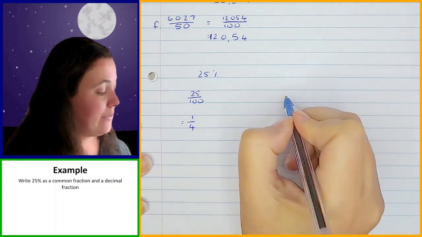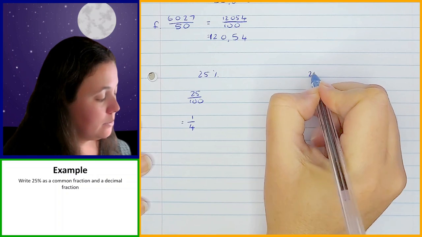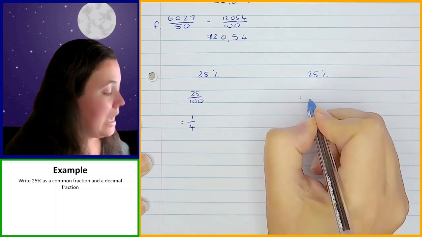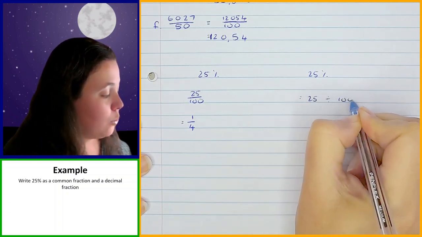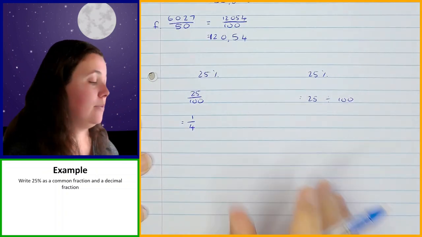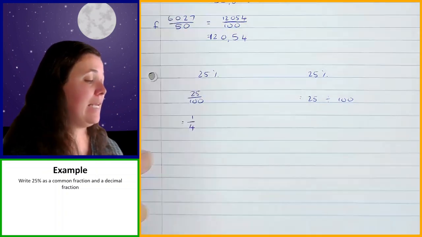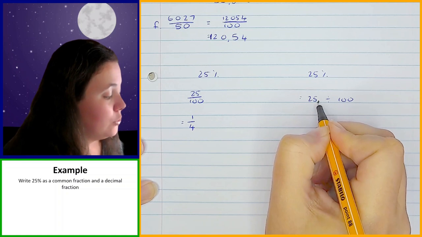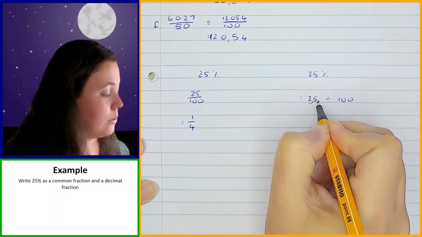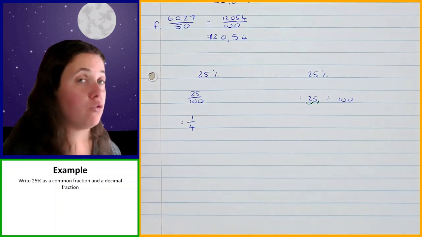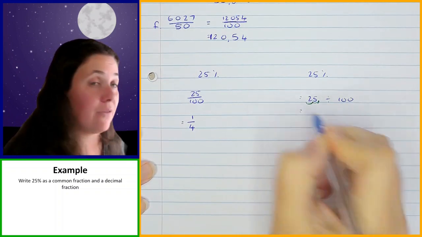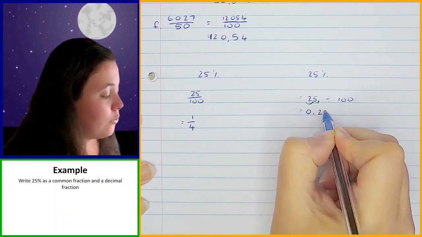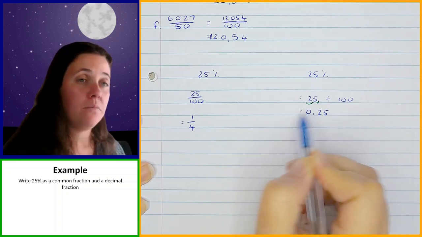As a decimal fraction, I can change that 25% to a decimal fraction by dividing by 100. 25 divided by 100, okay? Now, when we divide by 100, the comma, the decimal point, which is sitting over there, moves two places. It's not really moving, but that's what it kind of looks like. So this is going to end up with a comma in front of the 2, and it's going to be 0.25. So as a decimal, that is 0.25.